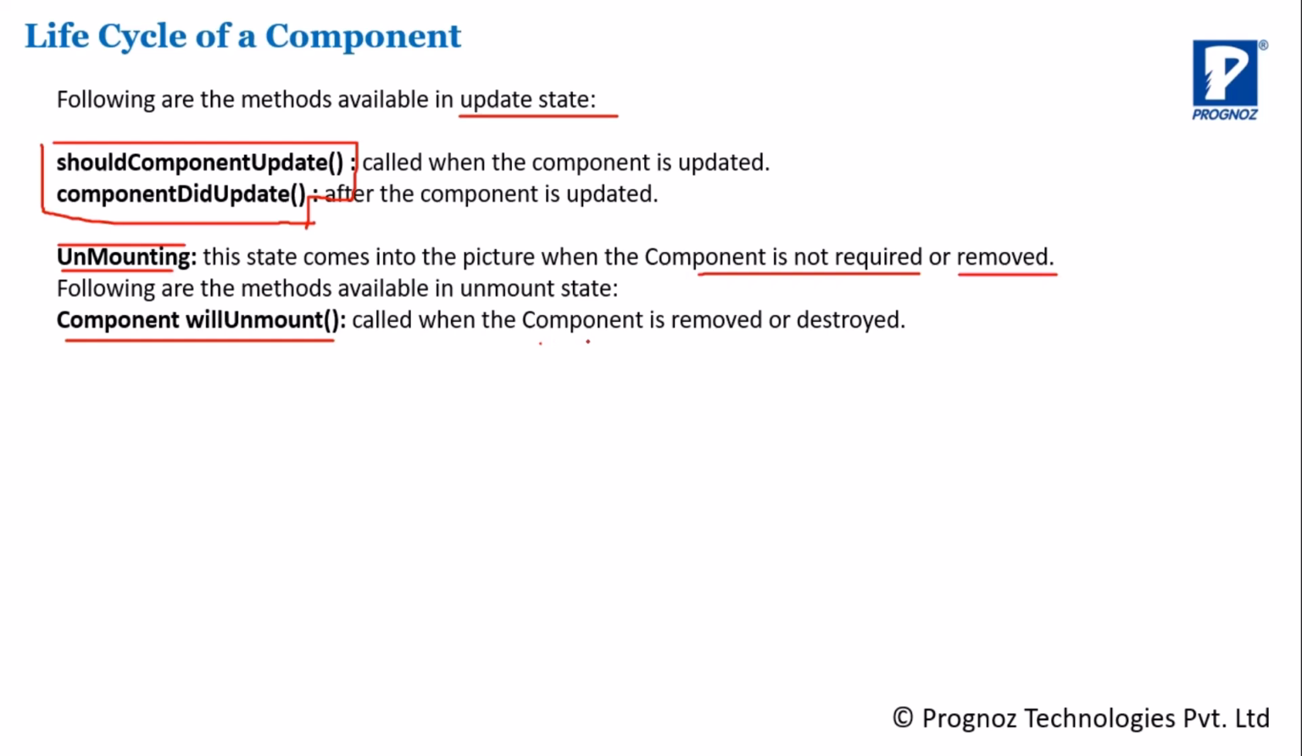That means the component is going to be removed or destroyed. So if it is not going to be used in your application further, then we have to remove or destroy that component. In that case, we have to call the method called componentWillUnmount. Okay. So let us see, we need to implement one example.